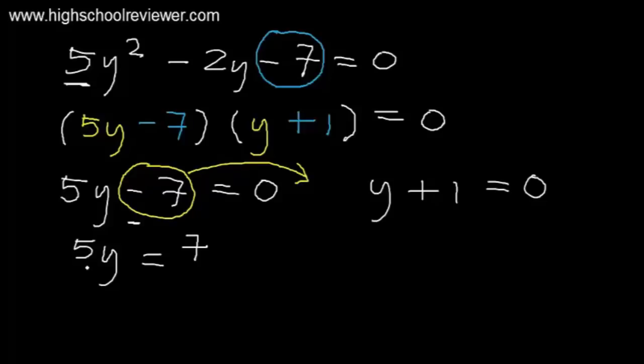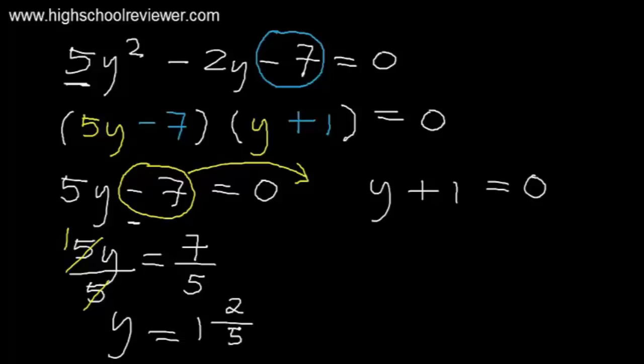And to find y, we need to cancel out 5, so divide both sides of the equation by 5. So 5 divided by 5 is equal to 1, so cancel this out. 1 multiplied by y is equal to y. And 7 over 5, let's convert this into a mixed number, so this will be 1 and 2 over 5. So this is our y sub 1.